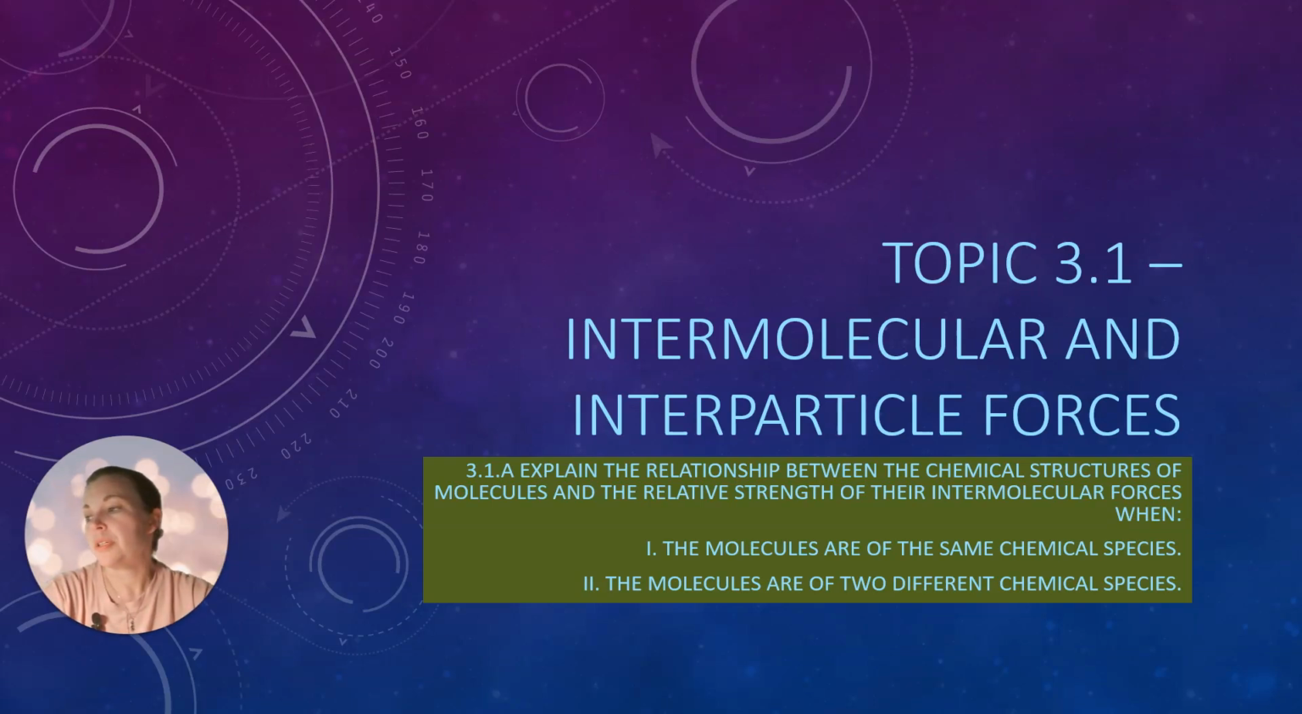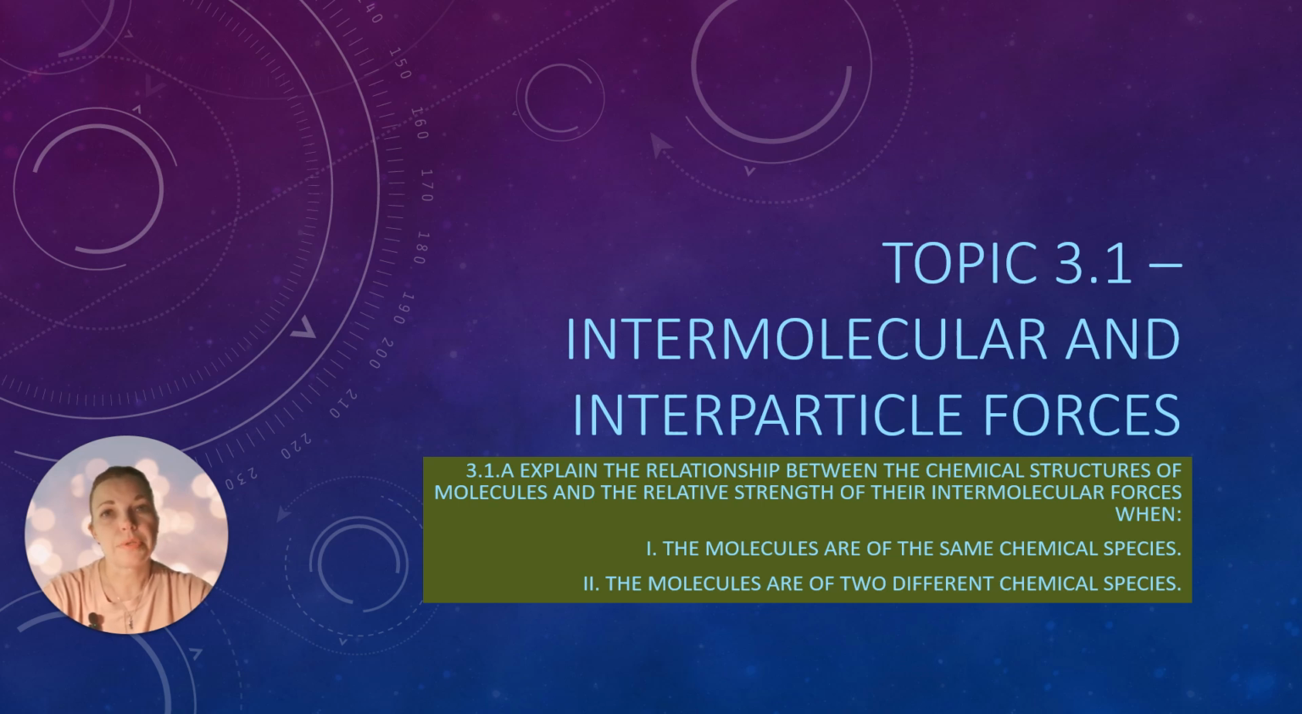Unit 3 is Properties of Substances and Mixtures. It is the largest unit in the AP Chemistry curriculum, and because of that, it is also weighted the heaviest on the AP exam. So it is 18 to 22% of the exam. There are 13 topics, and this is the first one. So topic 3.1 is intermolecular and interparticle forces.